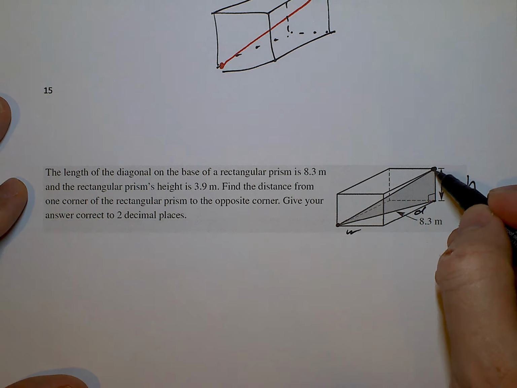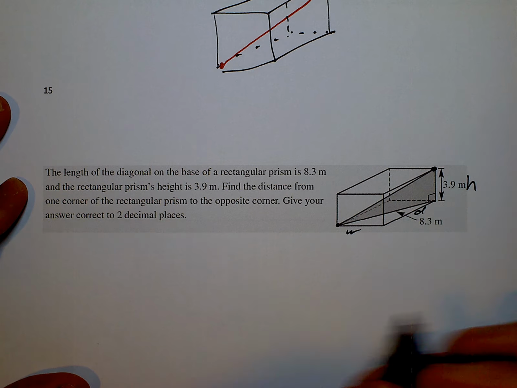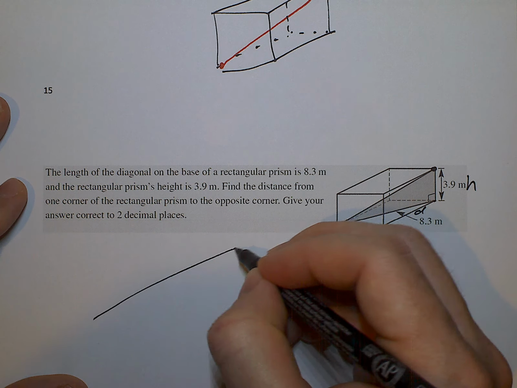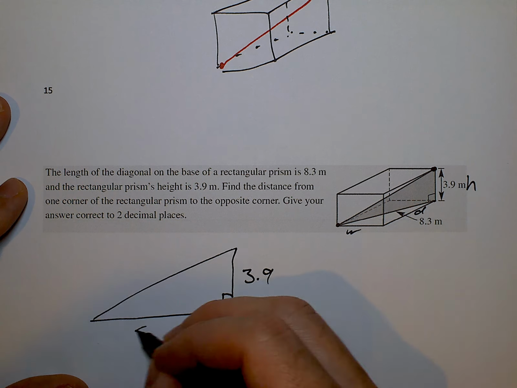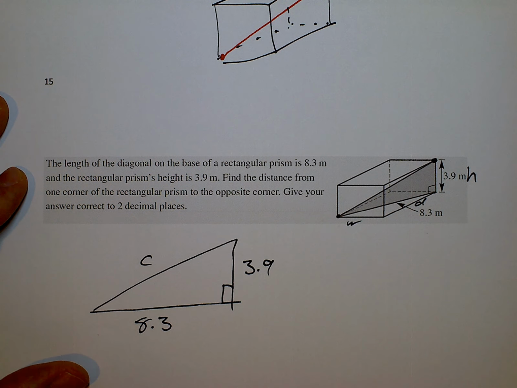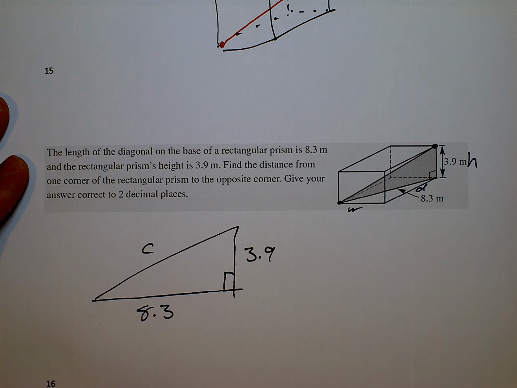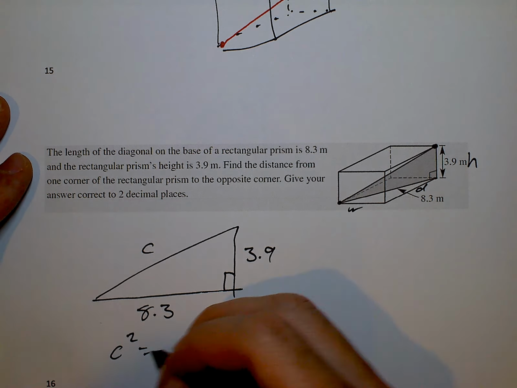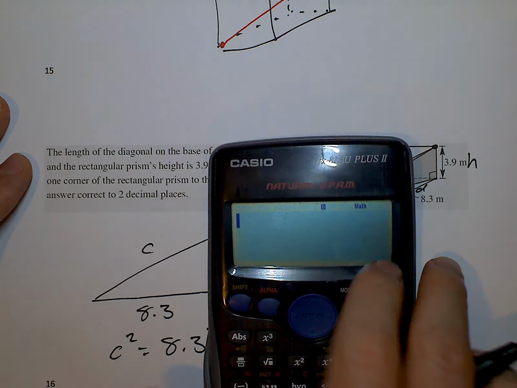So we are just trying to find this triangle within this prism. And we can actually draw this triangle quite easily. That's all it is. 3.9 height, 8.3 length, and we have to find our hypotenuse and give it in meters. That's it. It's very easy. So if we just find this, c squared equals 8.3 squared plus 3.9 squared. Let's put that straight in.